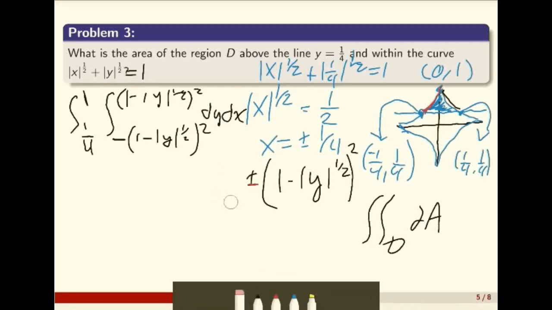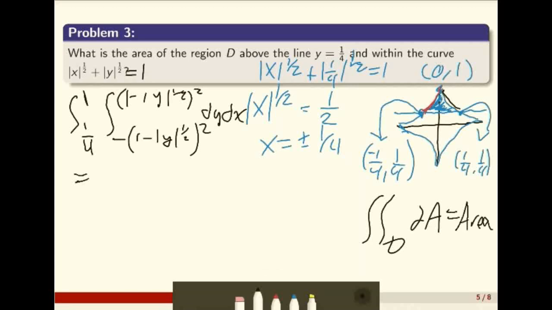Let me clear out some space here. Just to have it written down, that's going to give us area: integrating the differential area across the full region gives the area of the region. Our first integral is just the integral of 1, which just gives the value of y. And so our integral is from x at 1 quarter.